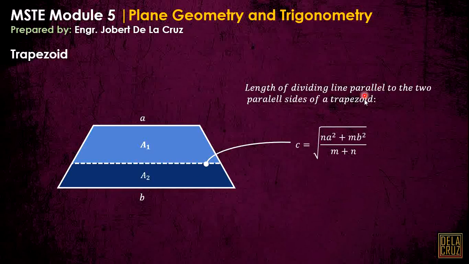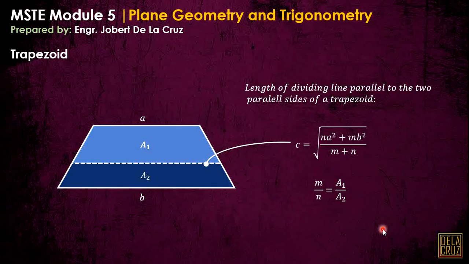So, the length of the dividing line can be calculated by this formula. Mamaya, or on our sample problems, ipapakita natin how to deal with these formulas. Okay? And M and N here is the ratio of area 1 and area 2, or yung paano natin siya dinivide.